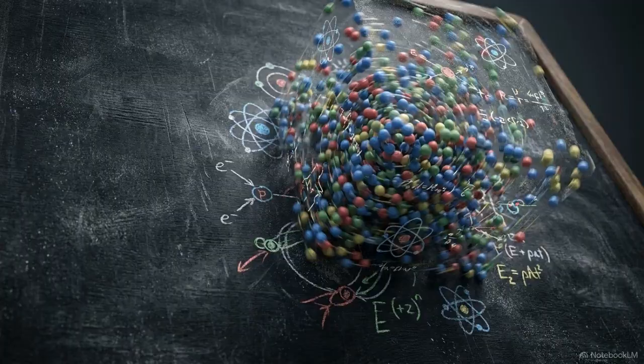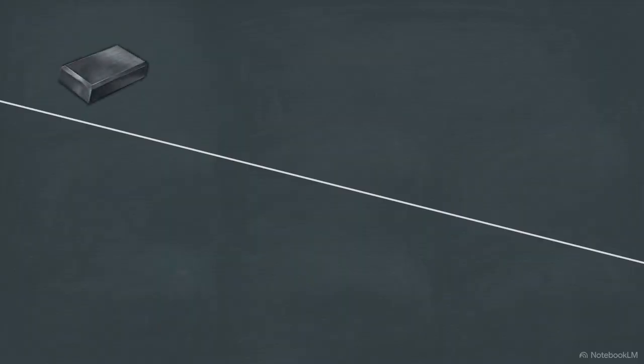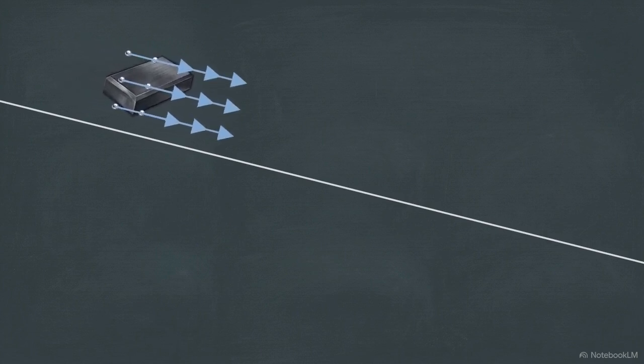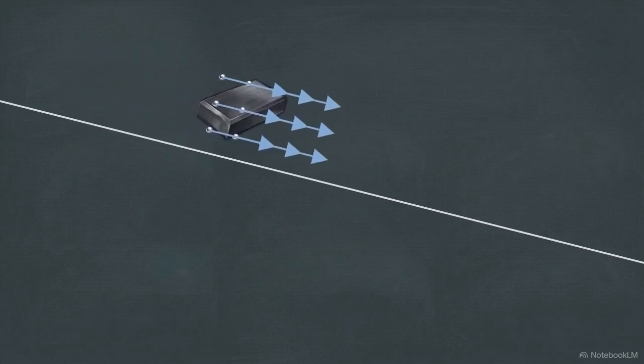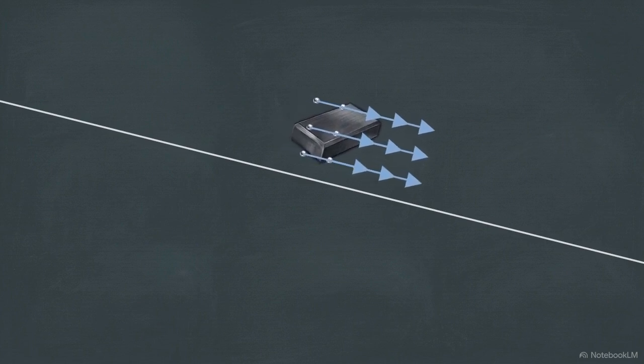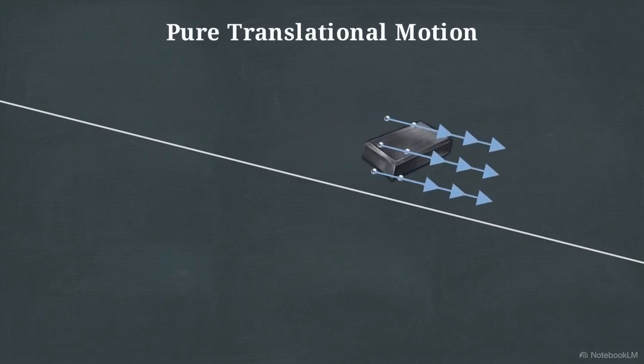to one another. Look at this geometric block sliding down an incline. Because it doesn't rotate or tumble, every single particle inside this block moves with the exact same velocity at any given instant. This is pure translational motion.